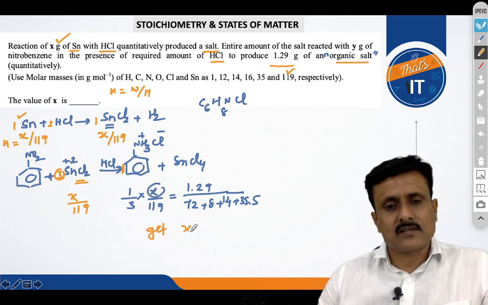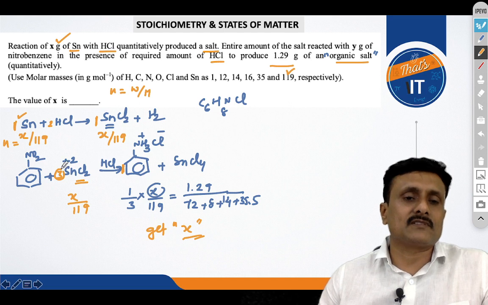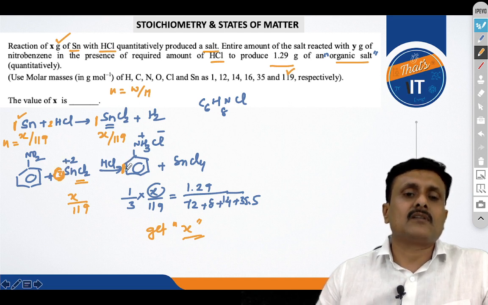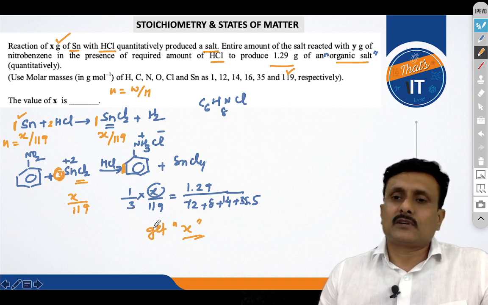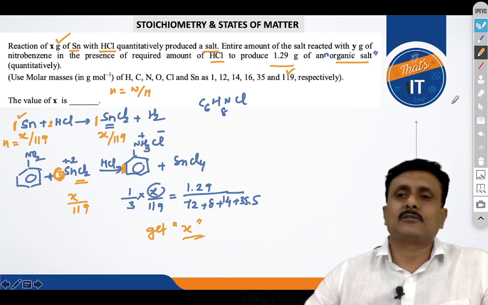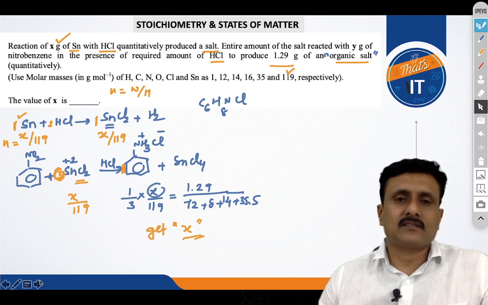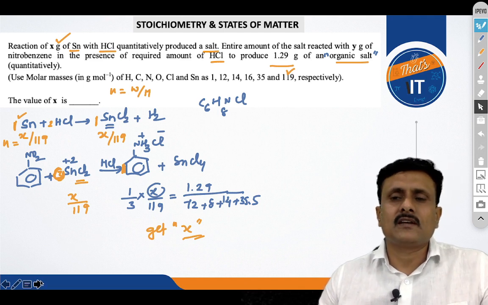Hope you understood. Simple mole concept, but the point is balancing is very important. For 1 mole of tin, you got 1 mole of SnCl2. For 3 moles of SnCl2, you got 1 mole of the salt. So accordingly, we have balanced it and got the right answer, isn't it? Right? This is how we are going to solve the question. Hope you understood. You are following, right? Just bear with me. We are going to move on to the next question.